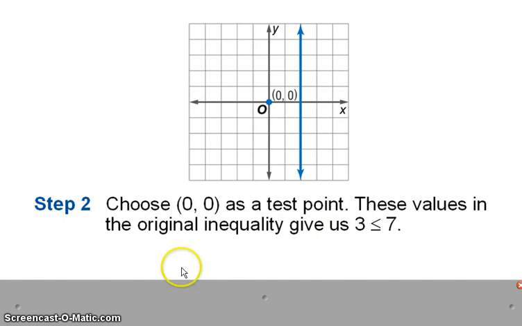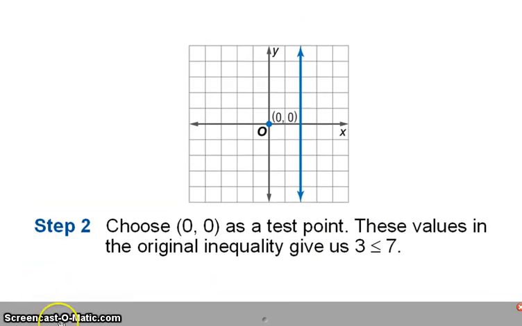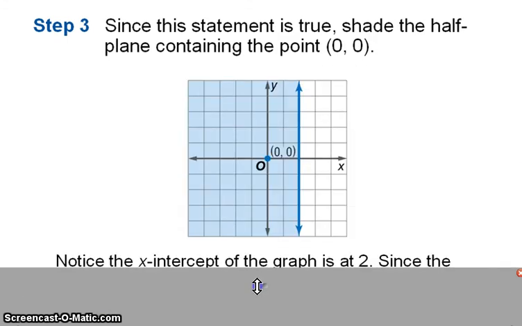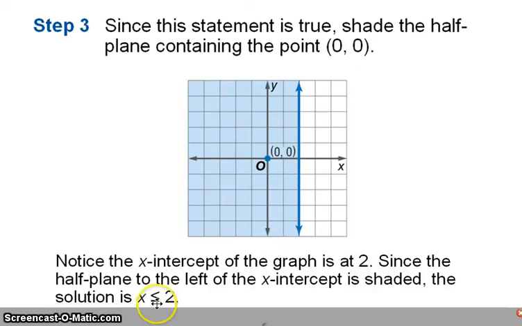Well, that's a true statement, right? 3 is less than or equal to 7. So what side do you think we're going to shade on? If this is a point in our solution because that's true, I bet we're going to shade over here. Yep. So our solution set is x is less than or equal to 2. Since it's less than, we're shading everything this way of that boundary line.